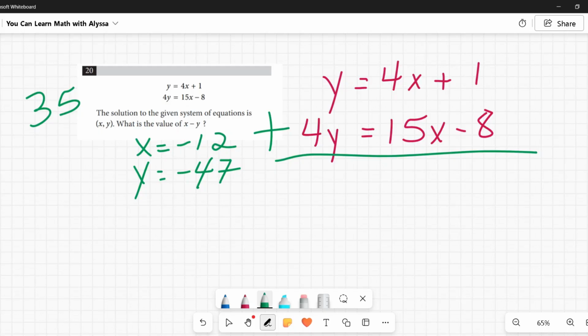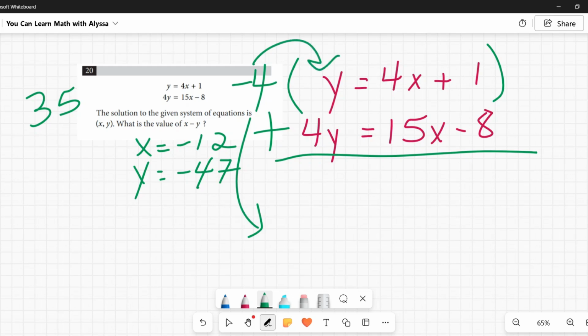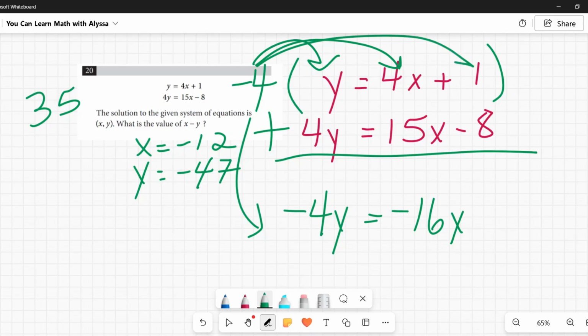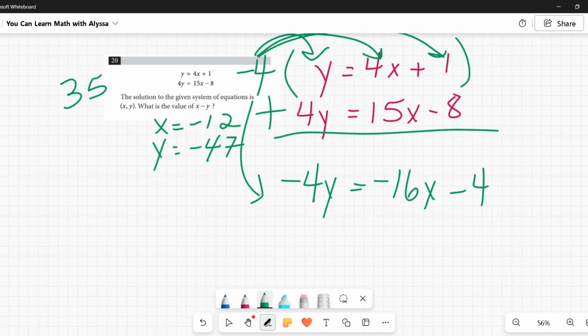Up on top, this is a little easier. I can multiply everything up here by negative 4 and then I'll have something that'll cancel out on the bottom. So let's do that. Negative 4 times y is negative 4y. And actually, because that's unclear, I'm going to write it down here in the bottom. Negative 4 times y is negative 4y. Negative 4 times 4x is negative 16x. And negative 4 times 1 is negative 4. And then, there we go.